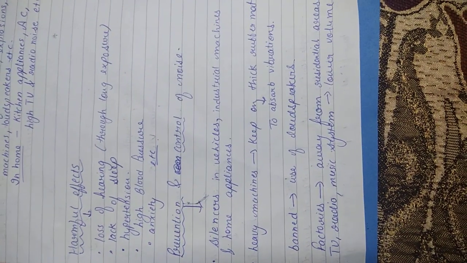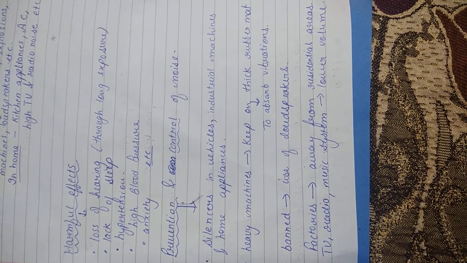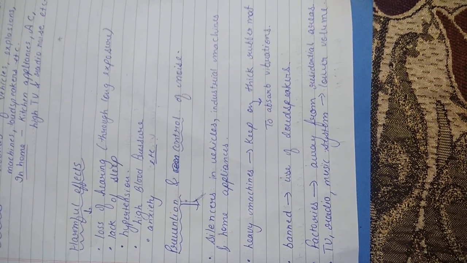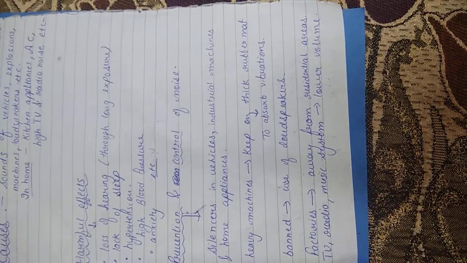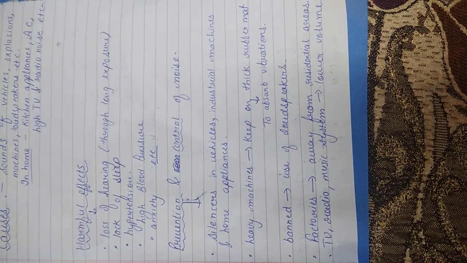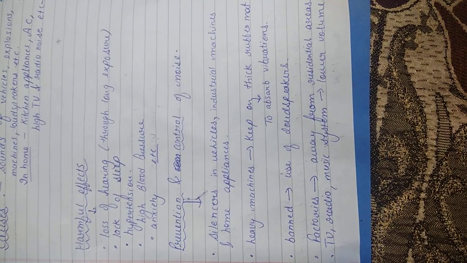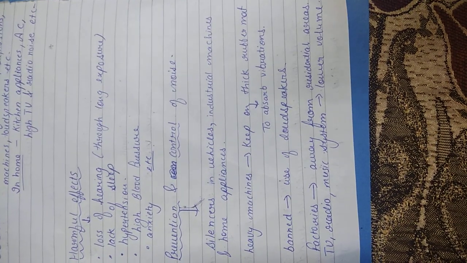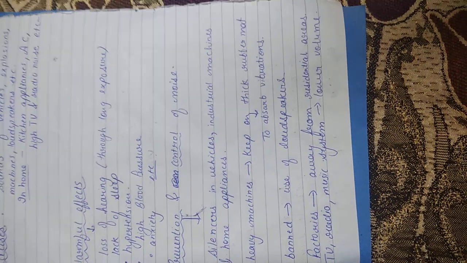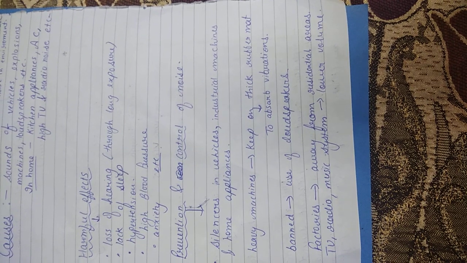Okay, now: silencers in vehicles, industrial machines, and home appliances. For home appliances and heavy machines, we need to keep a thick rubber mat under the machine. When it vibrates on a hard surface, the vibration will produce more sound, and if it is placed on a thick rubber mat, it will absorb the vibration.